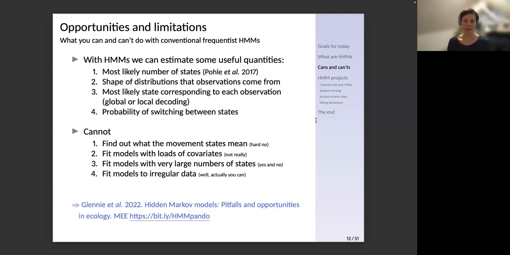A paper came out in 2022 that I was involved with, by Richard Glennie, called Hidden Markov Models: Pitfalls and Opportunities in Ecology. Here we list some of the interesting things that one can take forward with HMMs and develop further, so the sort of research avenues that people might be looking at going forward. It's an interesting read if you already know about HMMs and you're wondering what other things they can do, or if you've already been thinking about some of the limitations that they have.